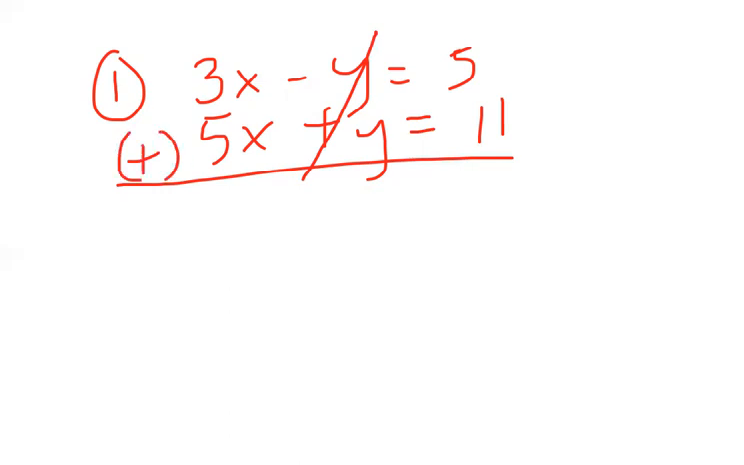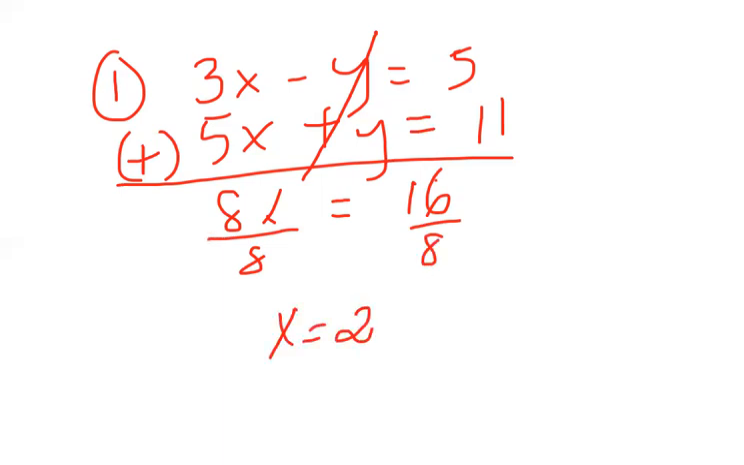Add 3x plus 5x, that's 8x. And then 5x plus 11 gives us 16. And so now it's just a matter of solving this. So you divide both sides by 8. So you get x equals 2.